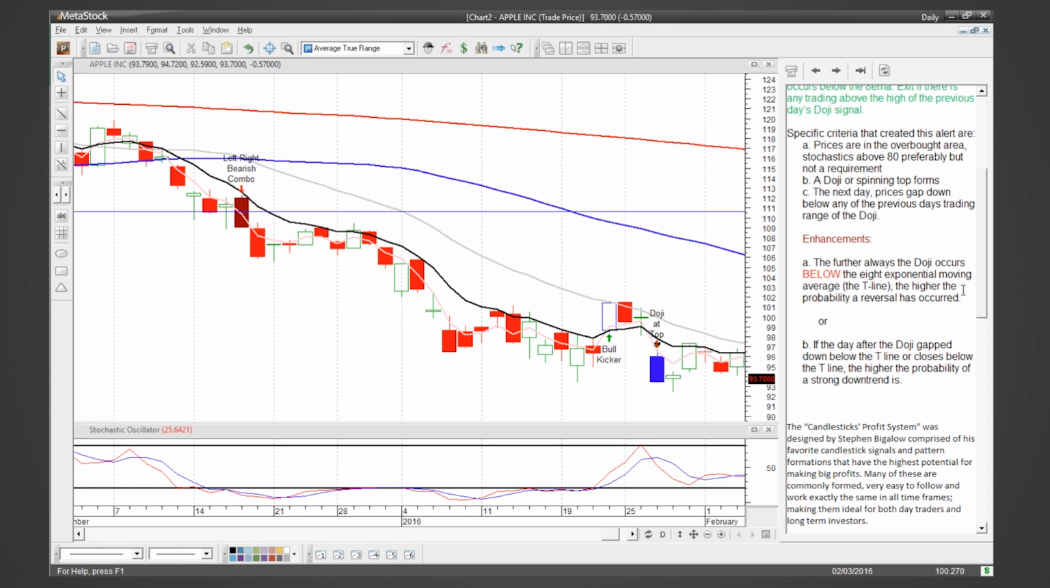And so how do you rate the dojis at the top against them to find the best one? Well, in this case, what would enhance this signal further is the further the doji occurs below the 8 exponential moving average, or the T line, the higher the probability that the reversal has occurred. The other thing that enhances this signal is if the doji gaps down below the T line or closes below the T line, the higher the probability of the downtrend is.